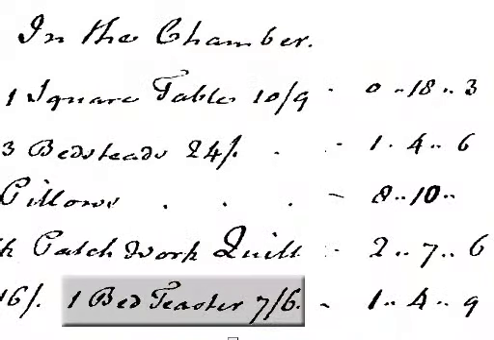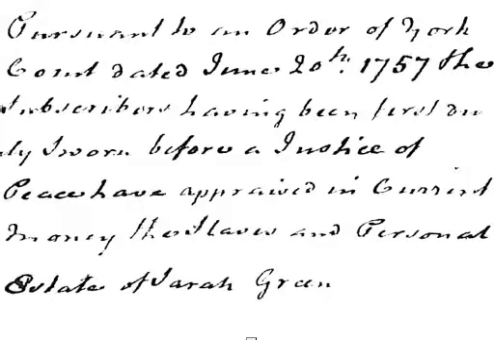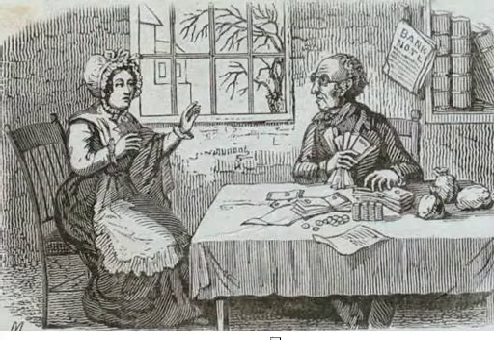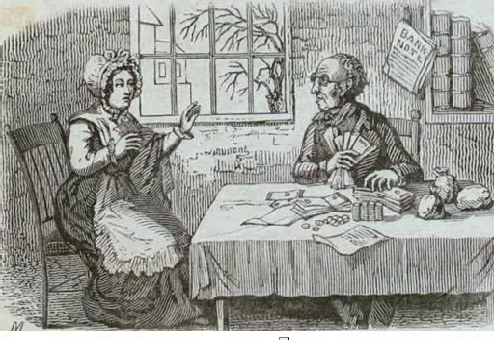One of the most difficult issues is how much money is this? Is this a lot of money? Is this a little money? If you notice in the last paragraph, it says, pursuant to an order of York County dated 20th June 1757, the subscribers, having been first sworn before Justice of the Peace, have appraised in current money the slaves and personal estate of Sarah Green. Current money means as money is currently valued in Virginia, but what's the relationship between the valuation of Virginia money and the value of money in England per se?